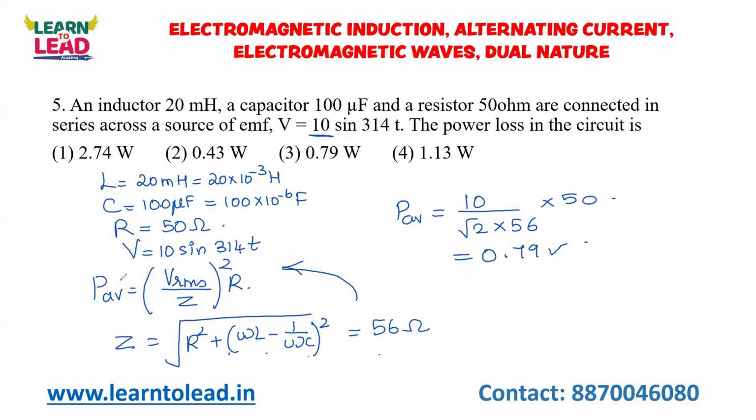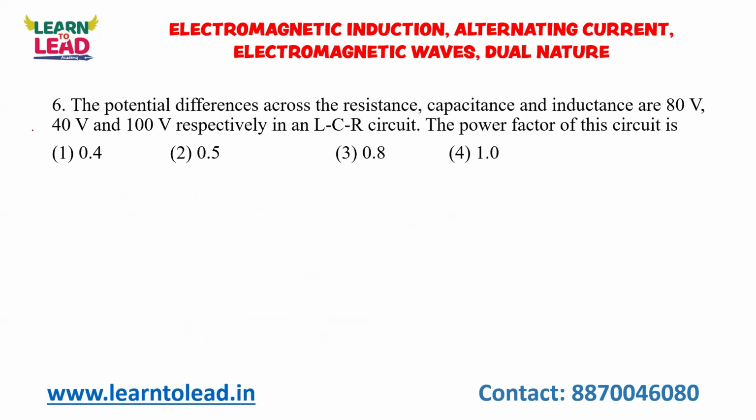Right? Now, let us see the next question. Now, they have given the potential difference across the resistor, capacitor, and inductor in an LCR circuit. They are asking what is the power factor. Right? So, cos phi is the power factor. The formula for cos phi is R by Z.